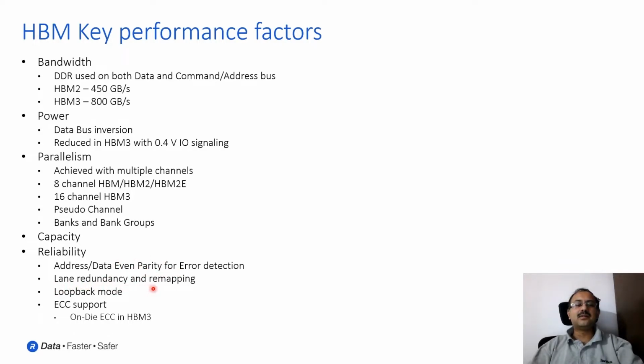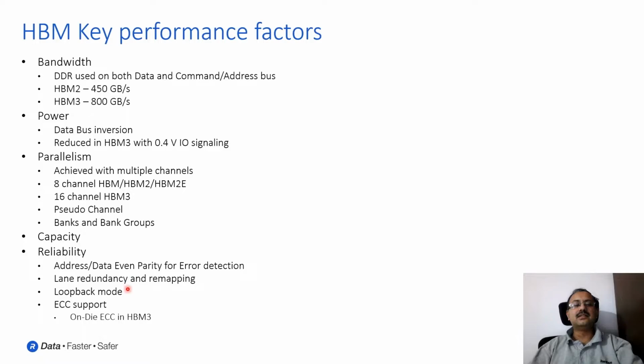Lane redundancy and remapping is another important method. In case a particular link is broken, or a single address line or a single data line is broken, then an extra lane is available which can be used as the address or the data line by doing a simple remapping.